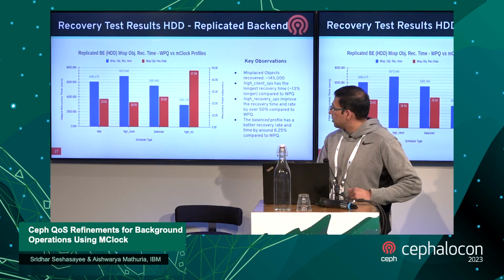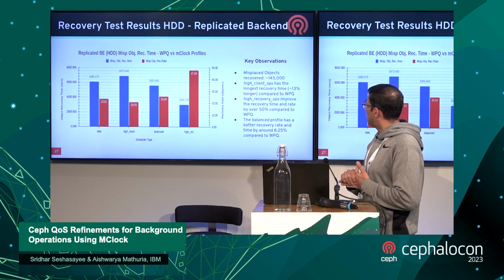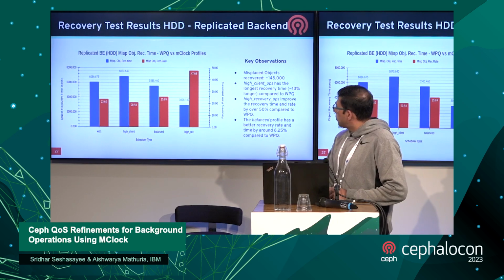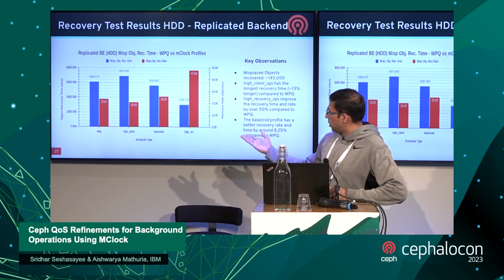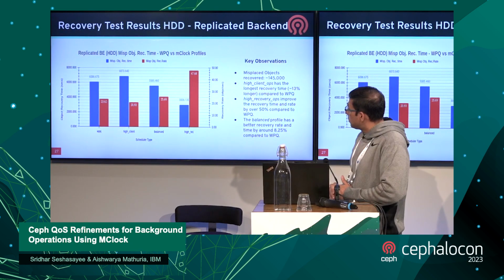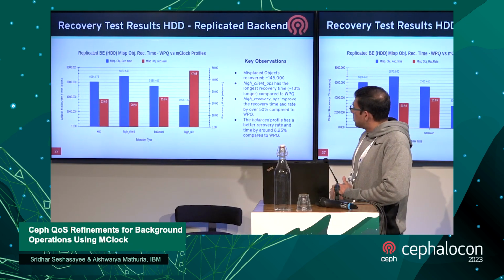And what do the results look like? This is the most interesting part. As you can see here, first we measured the backfill recovery metrics using WPQ. The number of misplaced objects recovered was around 145,000 in this small cluster. This is true across all the profiles for a true comparison. You can see that with WPQ it took about 6,080 seconds to recover the entire set of misplaced objects.